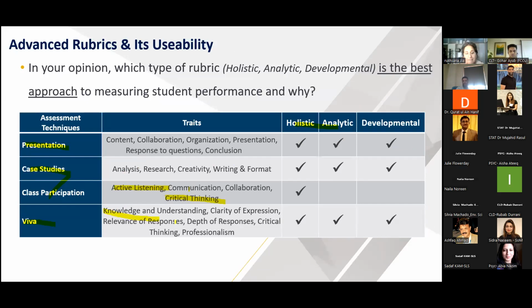Viva is an activity which could be one to one, right? So in Viva we can combine the holistic, analytical, and developmental tools together. I'll give you the detailed example in the next slide of how we are going to combine all three rubrics together to get the maximum benefit out of it. Okay.